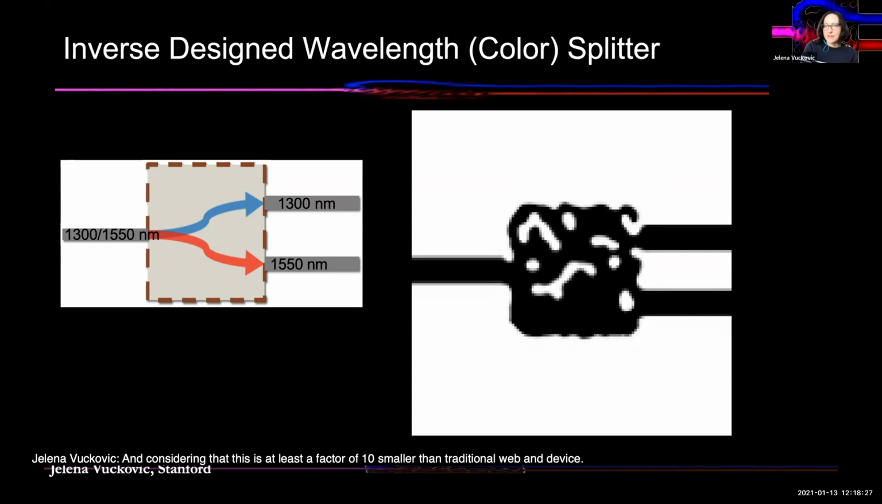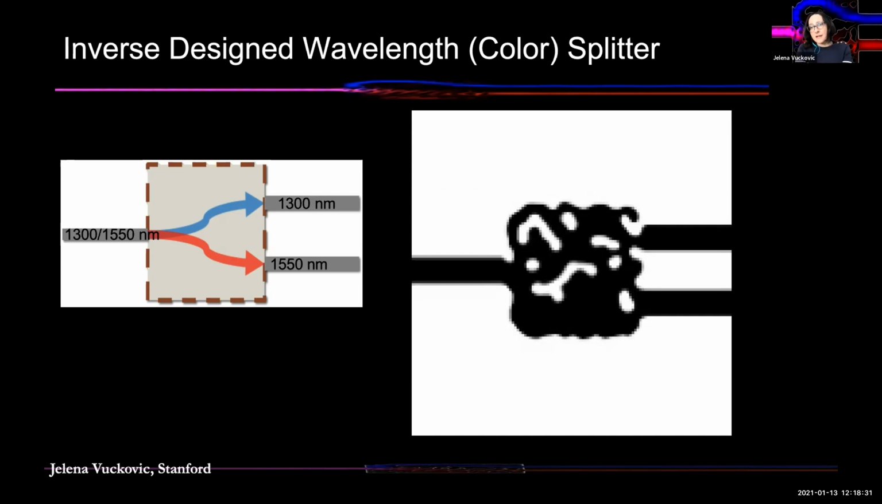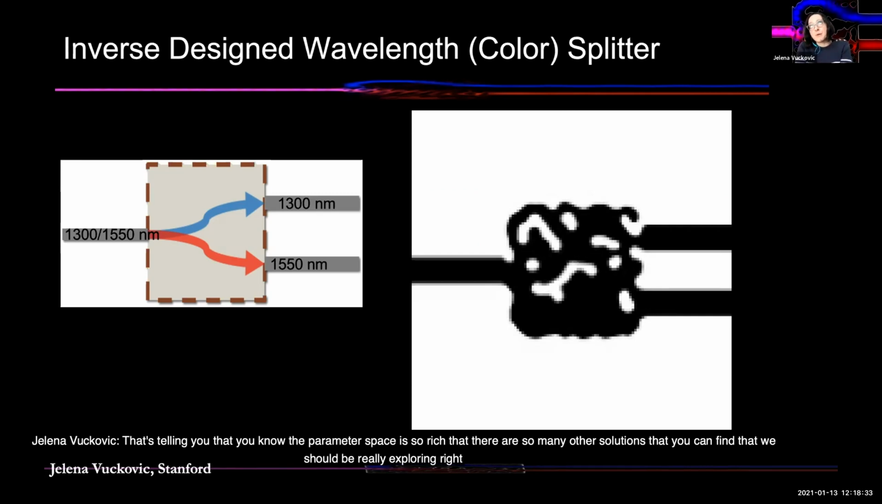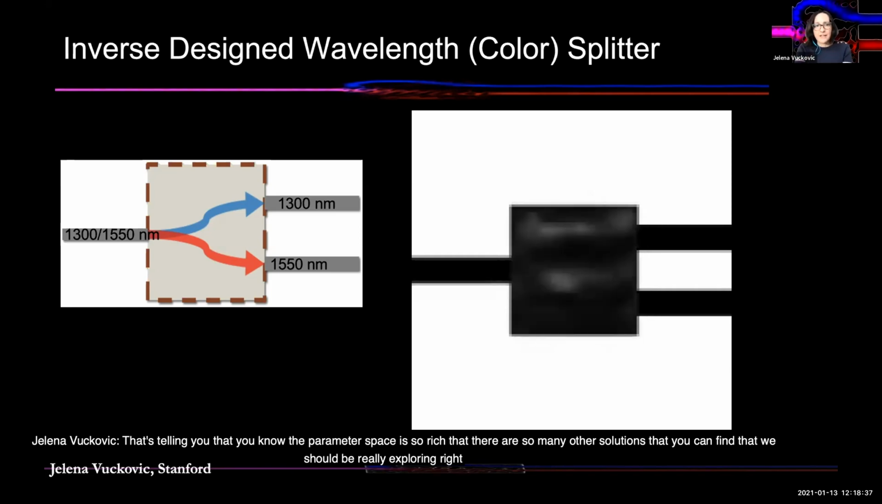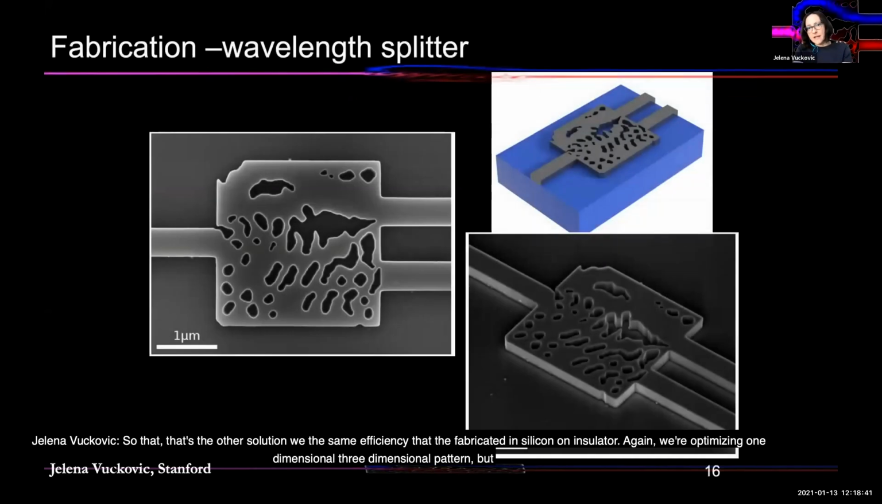And considering that this is at least a factor of 10 smaller than a traditional WDM device, that's telling you that the parameter space is so rich, and there are so many other solutions that you can find, that we should be really exploring them, right? So that's the other solution with the same efficiency that we fabricated in silicon on insulator.